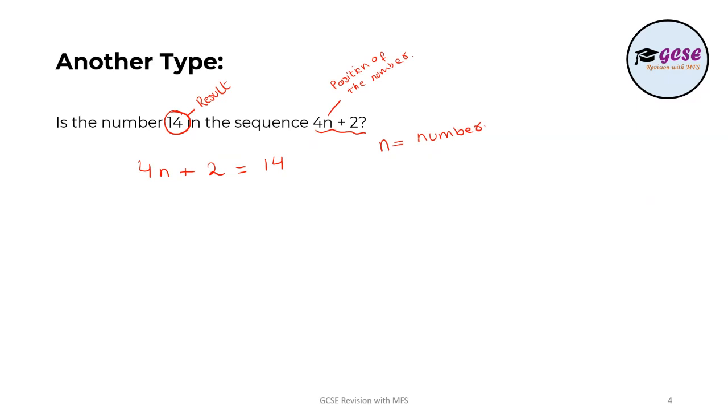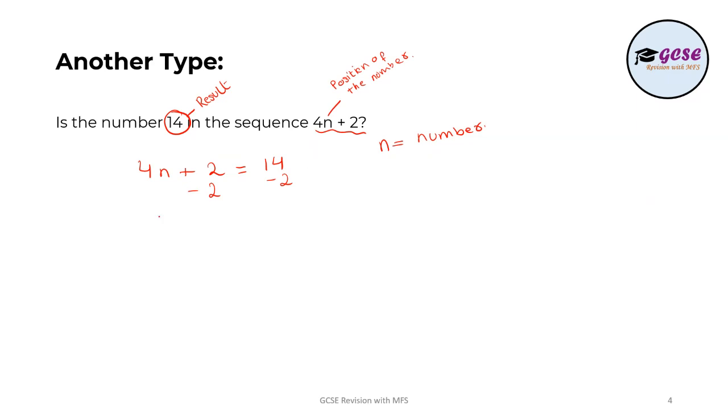Okay, so we need to get n on one side and the number on the other. So 4n plus 2. To get rid of the 2, we do the opposite, so we subtract 2 from both sides. Because we're adding 2 on this side, to get rid of it, to make it 0, we need to subtract 2. If we're subtracting 2 from this side, we will need to subtract 2 from this side.